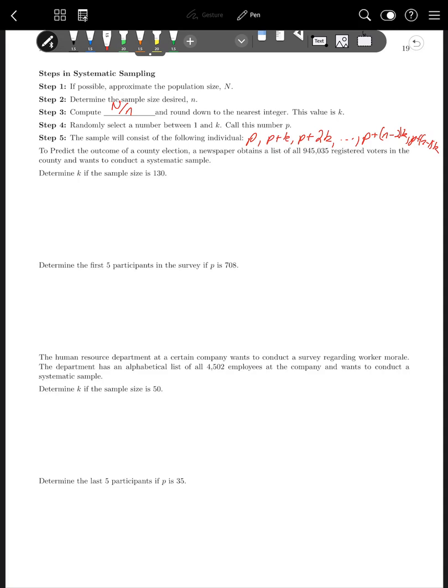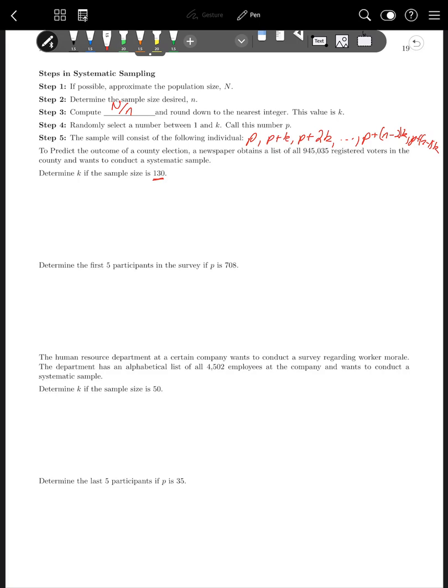And we're going to add k one less than our sample size, because if I added k n times, I would end up with one extra person, right? In this first example, if I wanted to get 130 people in my sample and I start with p and I add k 130 times, well, then I end up with p and 130 extra people, which is 131. So we want to add k one less than our sample size. Okay. Let's start this example and then I'll say what I was going to say.